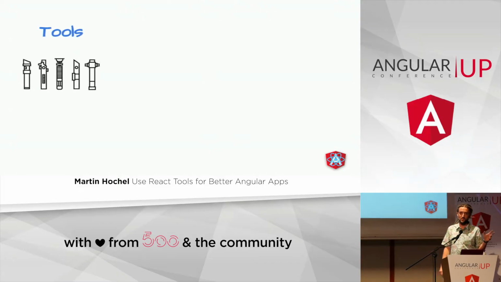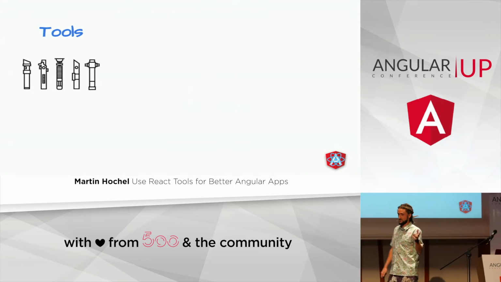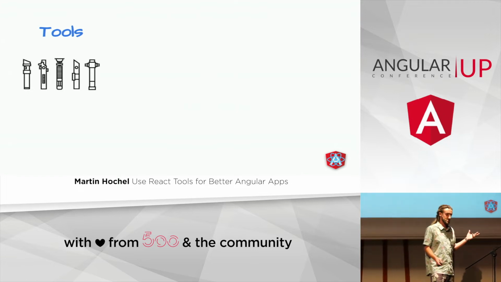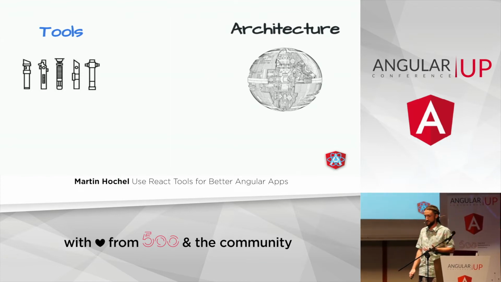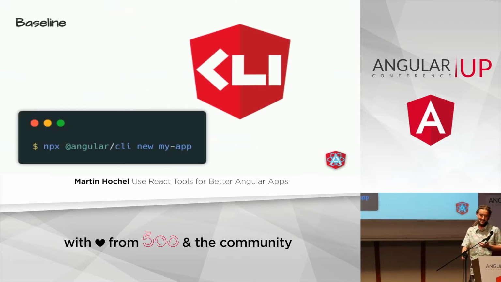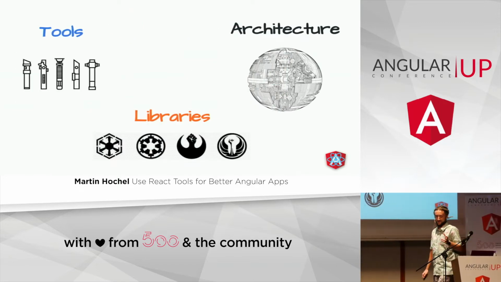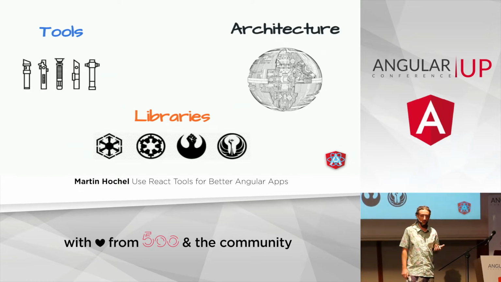All right, so how to achieve equilibrium and leverage from other ecosystems? To solve this, we need to take a look at three particular areas of our daily jobs. First is tools. What tools do we use, right? Second one is architecture. How do we build our apps? And last but the most important one is what libraries are we using to achieve our goals.